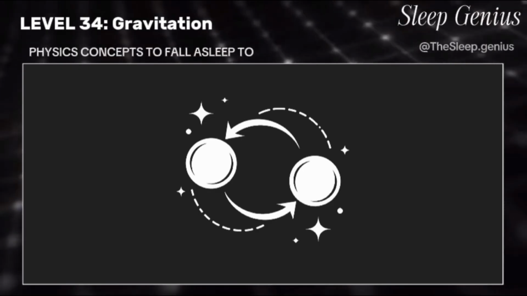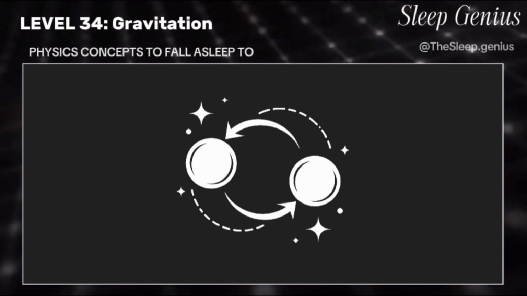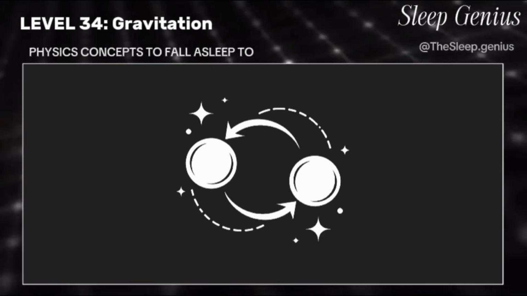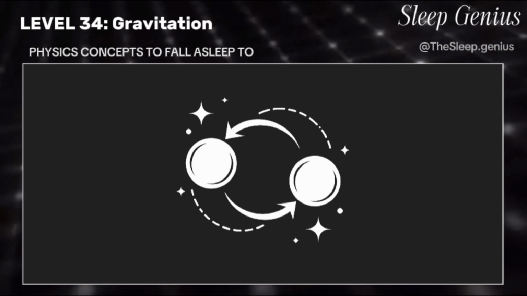Gravitation is always attractive and acts between any two masses. Its strength depends on the mass of the objects and the distance between them. The larger the mass, the stronger the pull. The farther apart the objects are, the weaker the force. This force acts at a distance without any physical contact.